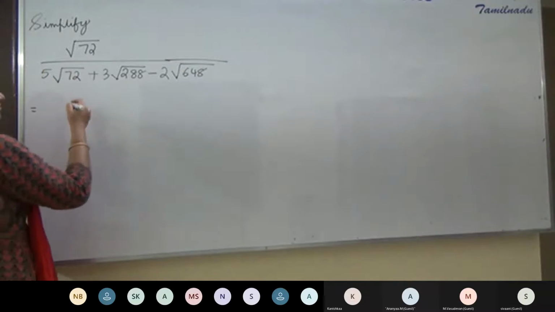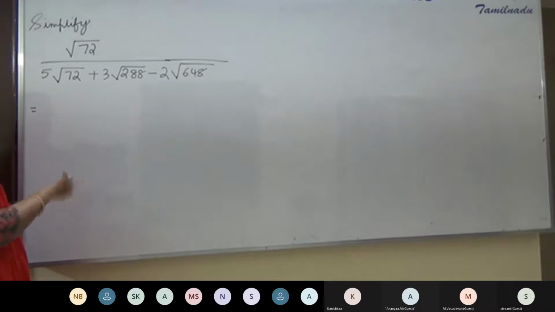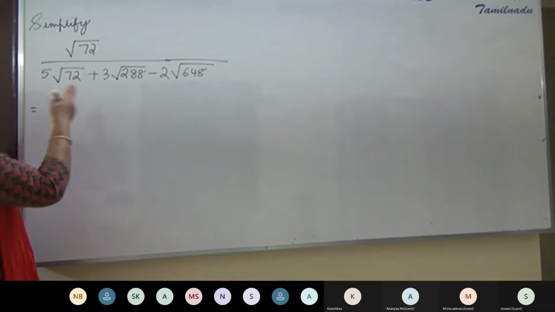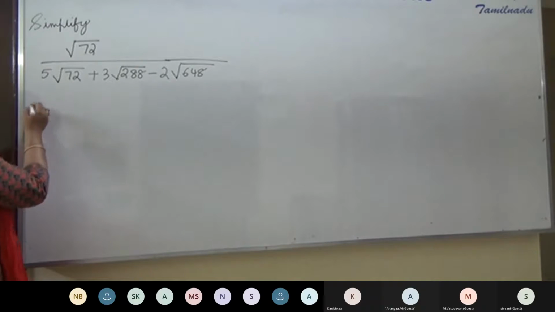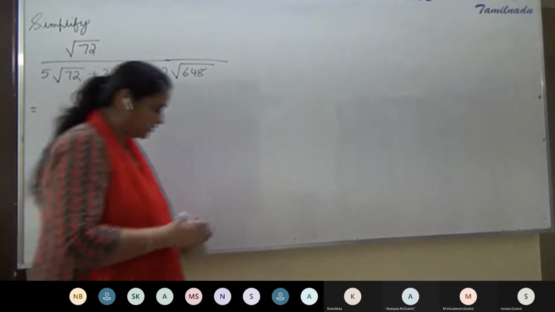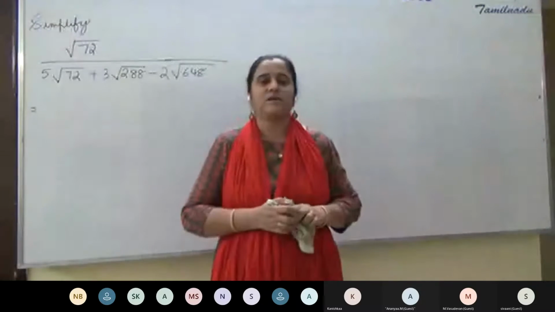See, you should write 72 as 2 into 2 into 2 into 3 into 3. 8 nines are 72, so 2 into 2 into 2 into 3 into 3. Maybe we can do that way. So those of you who have understood this can adopt that procedure.